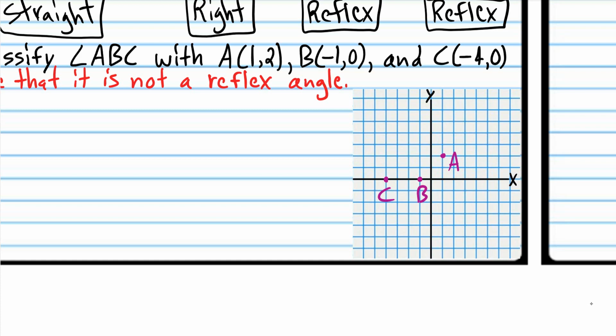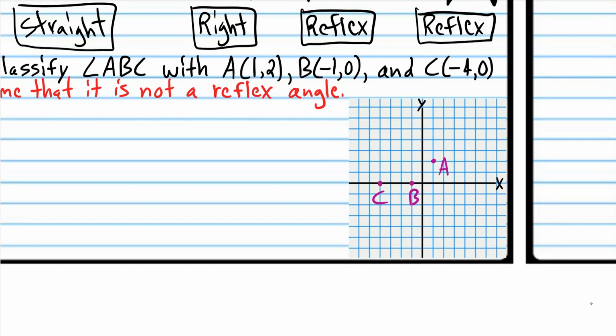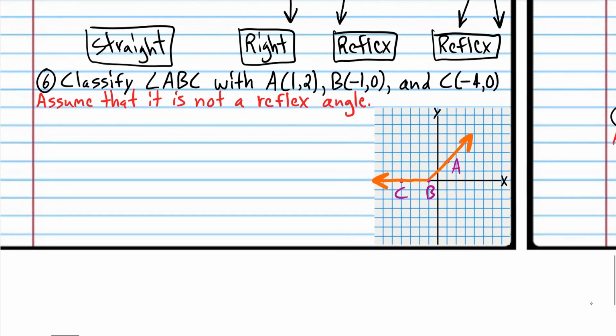So let's double check that we got those coordinates right. Looks like we did. So now we're going to connect the dots and make our angle. And it says assume that we're not talking about a reflex angle. So we're not considering this angle out here. So what angle are we talking about? This one here, right? Is that an acute angle, an obtuse angle, a straight angle, a right angle? What do you think?